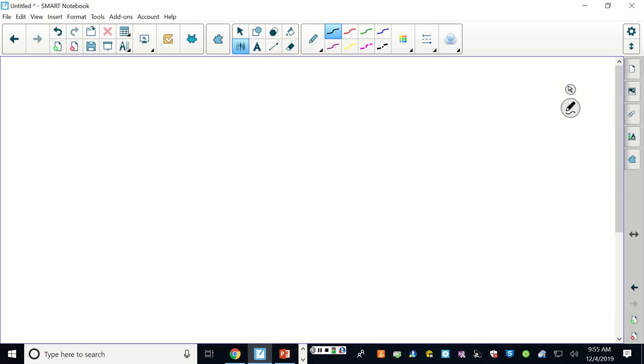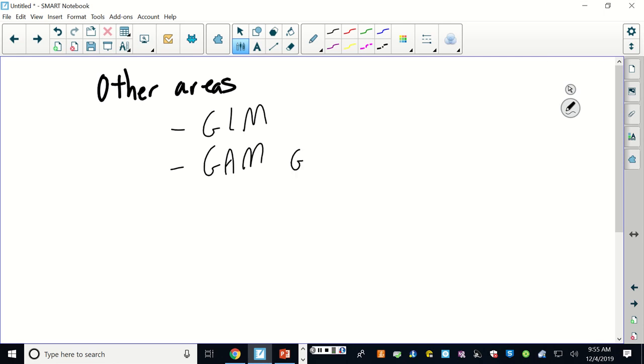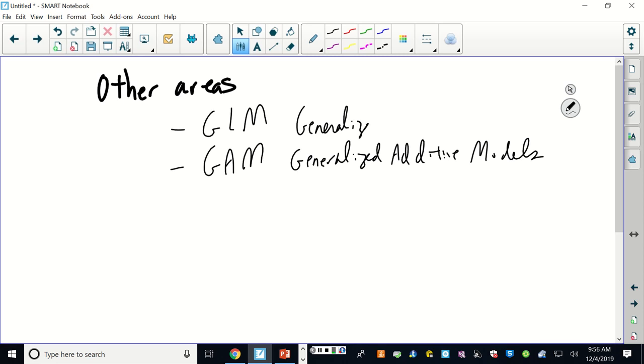There are a few other areas that, if you wanted to look at statistical models, I think would naturally come up as next steps for many of these things. So a general study of generalized linear models. There's generalized additive models. So these are generalized linear models.